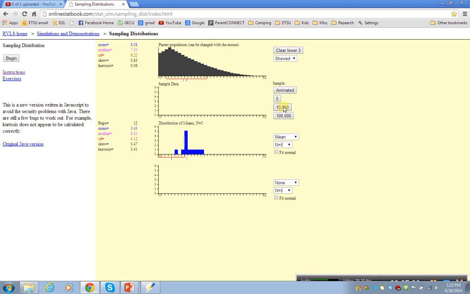Let's suppose I do this 10,000 times, and I plot this over and over again. Notice that my mean is close to the mean that I had for my population to begin with. If I do this 100,000 times, 100,000 samples from my distribution, then again my mean is really close to what it was previously.